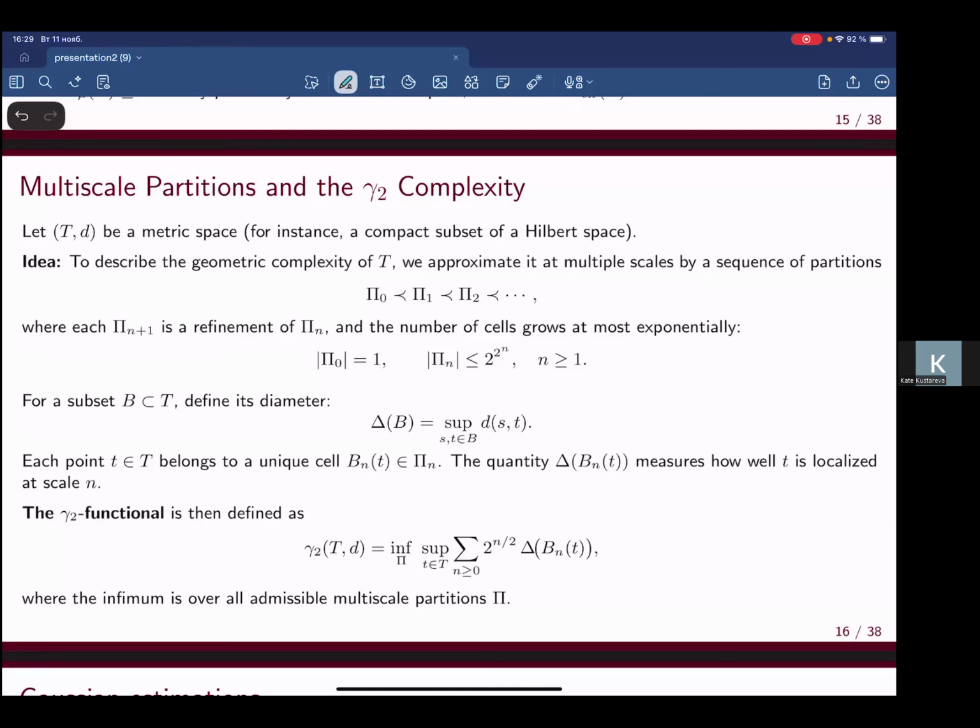If the set T is well structured, there exists a good sequence of partitions that keeps all diameters small. So our gamma 2 will be small. But if T has complicated geometry, for example many thin branches, then no matter how we partition it, the sum of these weighted diameters will remain large.